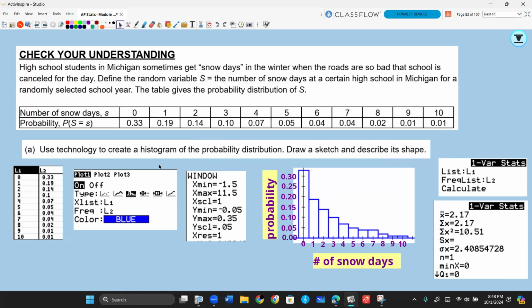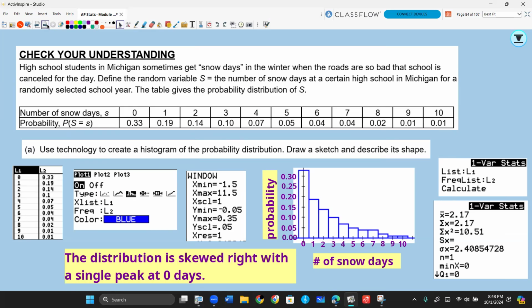So we're asked to draw a sketch and describe the shape. Well, it's going to be skewed to the right with a single peak at 0 days.